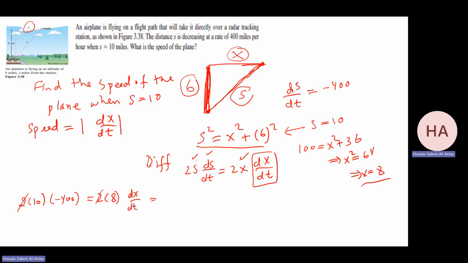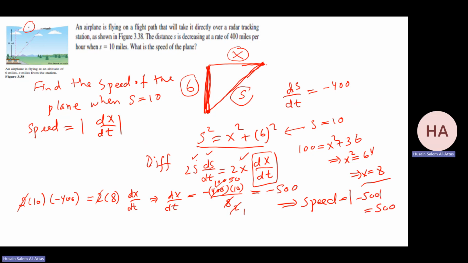The 2 cancelled. So dx by dt will be minus 400 times 10 over 8. This is over 2, over 4 is 2. This is 100, over 2 is 1. This is 50. So I have minus 500. So the speed of the airplane will be the absolute value of minus 500, which is 500 miles per hour.